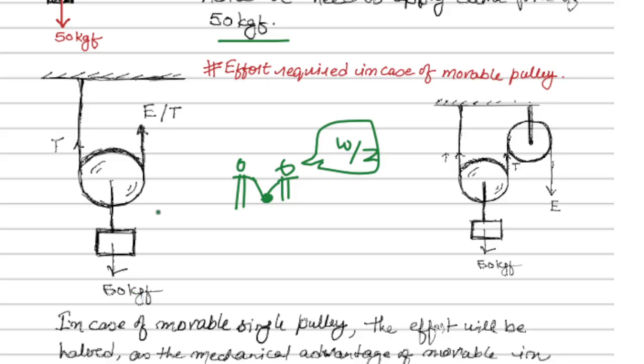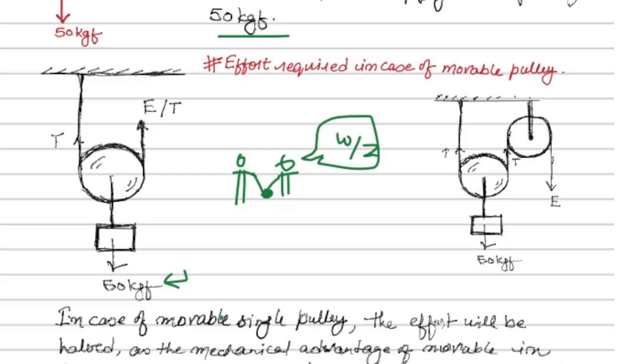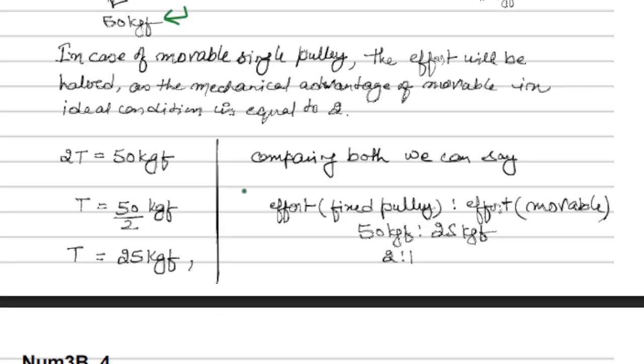It has a mechanical advantage of 2. That is why we need to apply only half of the force. We will apply 25, it will get multiplied and become 50 to pull up this load. Okay, let's read it. In case of a movable single pulley, the effort will be halved as the mechanical advantage of a movable pulley in ideal condition is equal to 2. You can make your force double, 2 times.